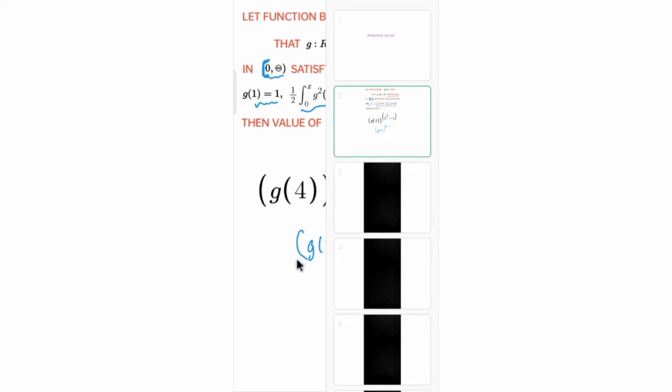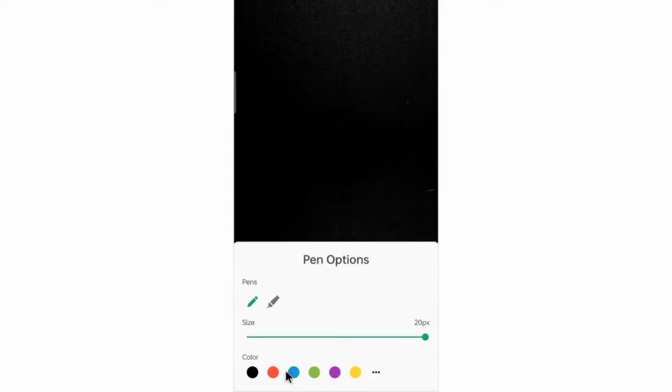So how do we start? Let us write the equation that is given to us, the first and foremost thing that anyone should do. So we write the equation: the integral of 0 to x g square of t dt is equal to 1 by x times the integral of 0 to x g of t dt, whole square. So this is the equation that is given to us.